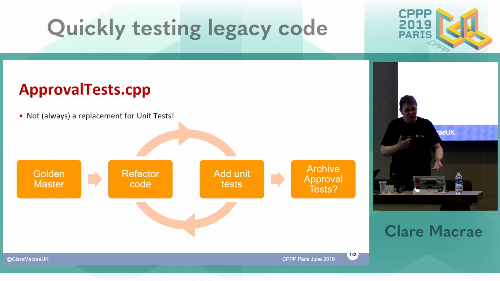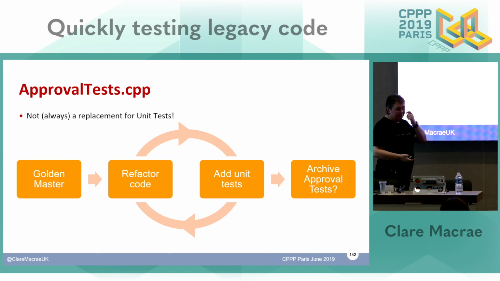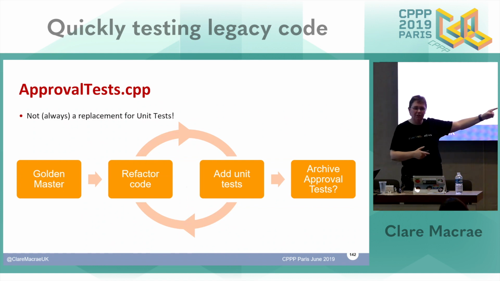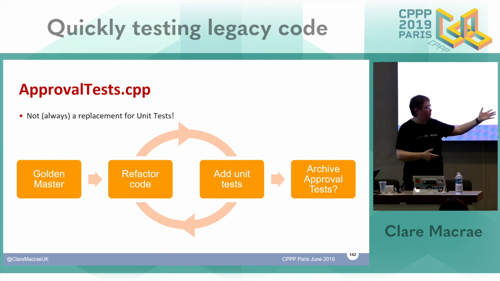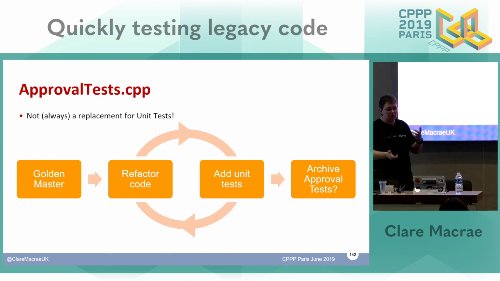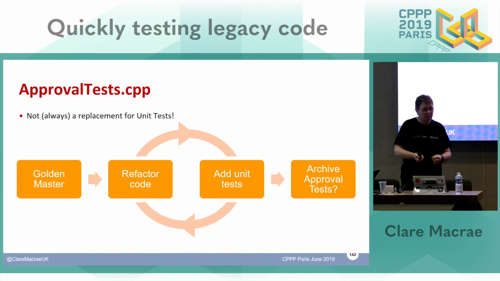So I've talked about this purely in terms of, perhaps I might have made it sound like it's an alternative to unit tests. It doesn't have to be. So in an ideal world, you might create your Golden Master, refactor the code and add unit tests until the point where you actually don't need the approval tests anymore, and you could archive the approval tests. Or maybe you decide that's too expensive and you're happy with the convenience that approval test gives you and you keep some sort of balance. You can mix in unit tests and approval tests.